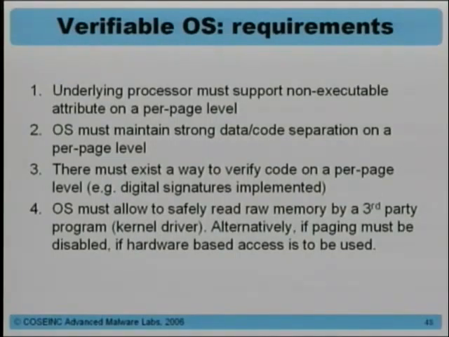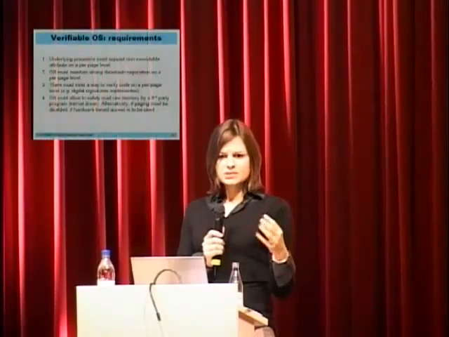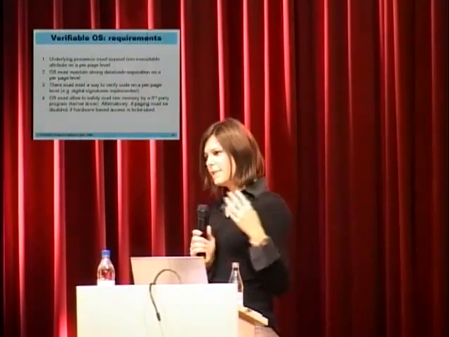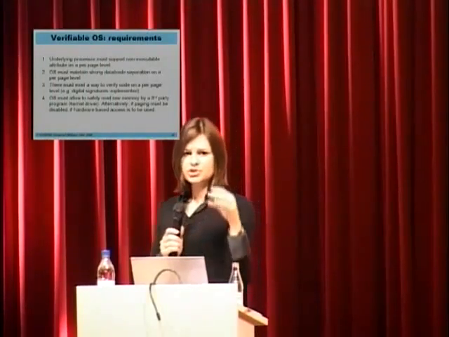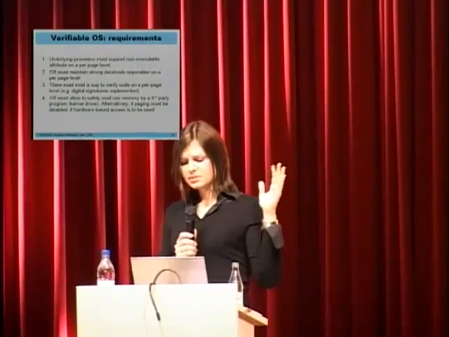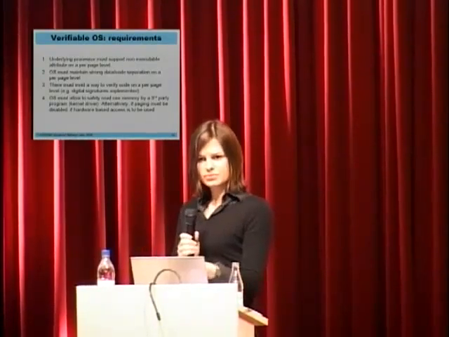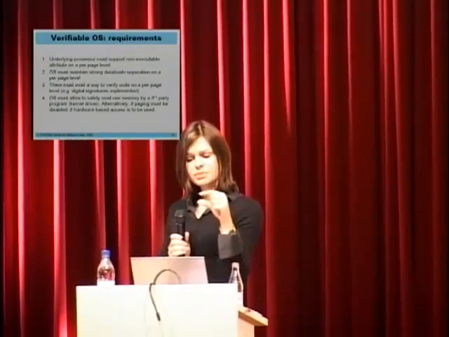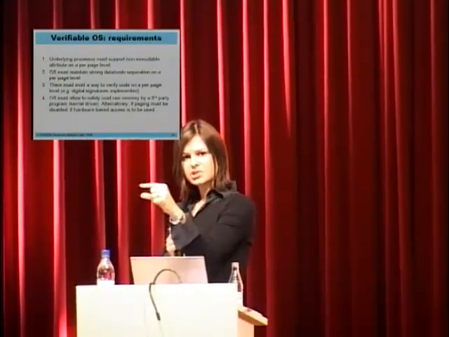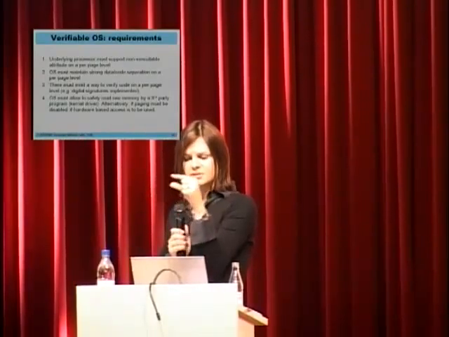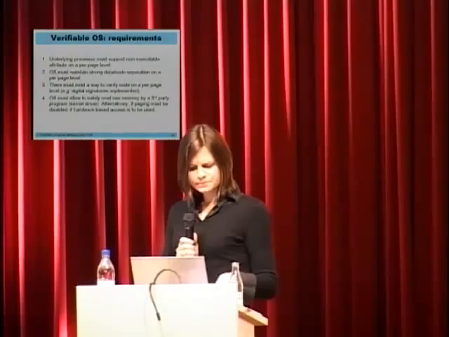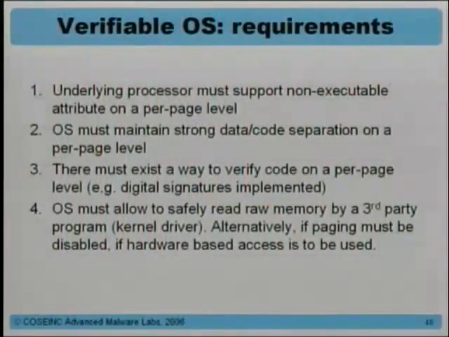Third, there must exist some way to verify code on a per page level, and in practice that means digital signatures implemented. How this PKI is implemented, which CAs we need to trust, is beyond the scope of this research. We could set up in our own detector which certificate authorities we trust and how much we trust them, etc. But basically we need some way to verify, on a page level, whether the code contained in this page passed or did not pass the digital verification. And finally, the operating system must allow safely reading raw memory by a third-party program.